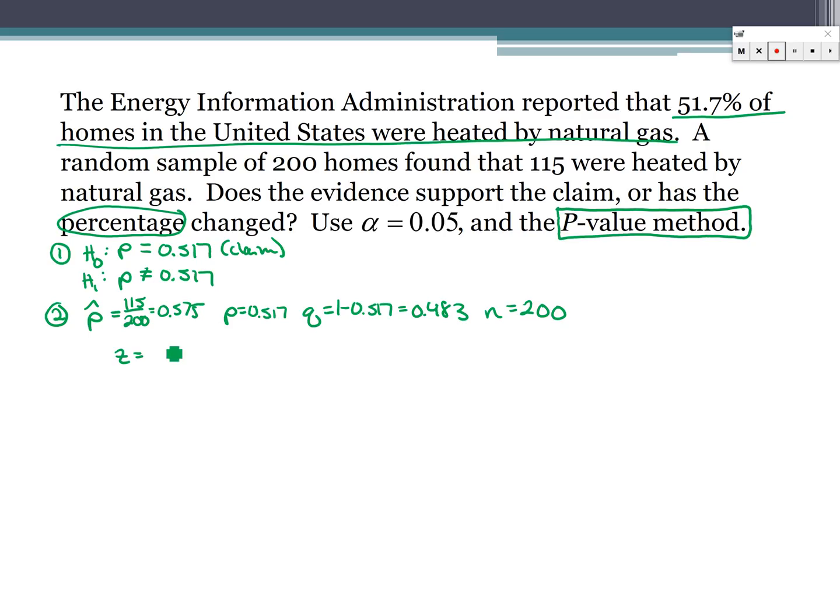For our formula, we do p hat minus p, divided by a huge radical, or square root, whichever you like, of p times q divided by our sample size of 200. Do a little plugging and chugging. You should get roughly 1.64. Feel free to try that out.